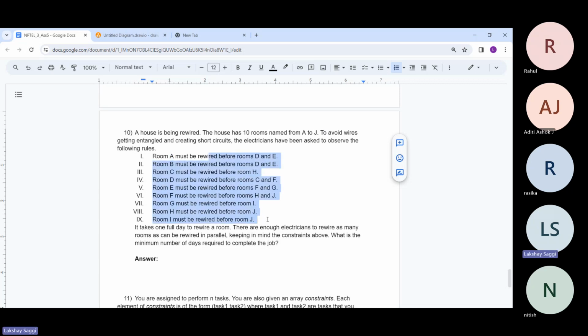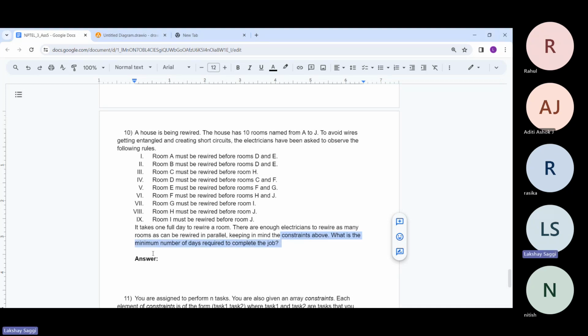But we also have a lot of electricians. So if we are able to say that we can rewire 3 rooms on one day, then we will have that many electricians available to us. So multiple rooms can be rewired in parallel as long as they follow these sorts of constraints. So now the problem asks us, what is the minimum number of days required to complete the job?